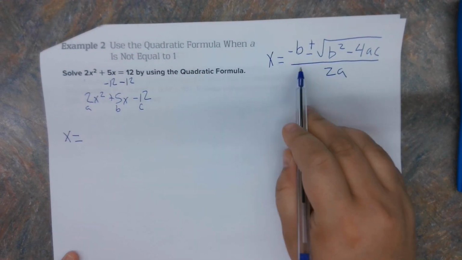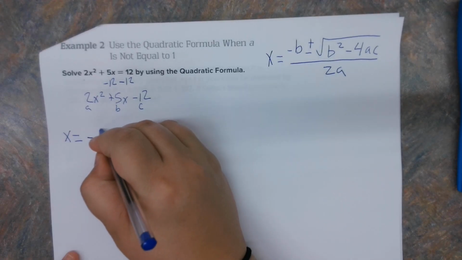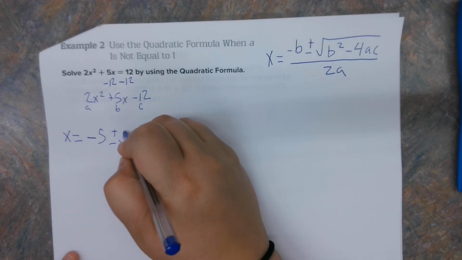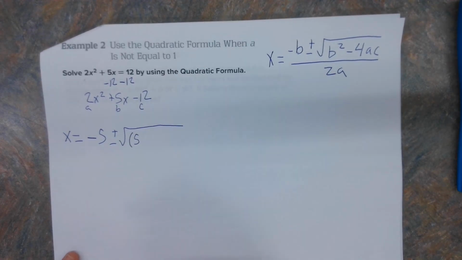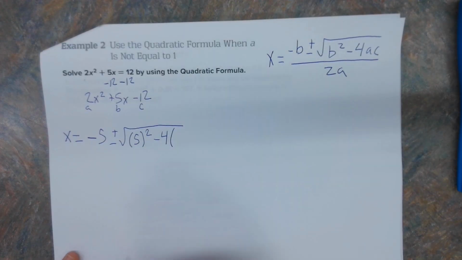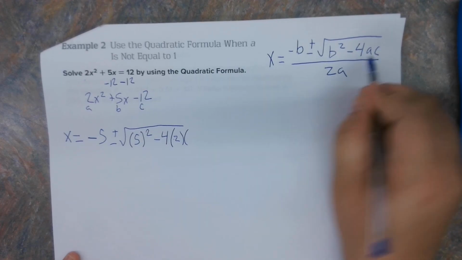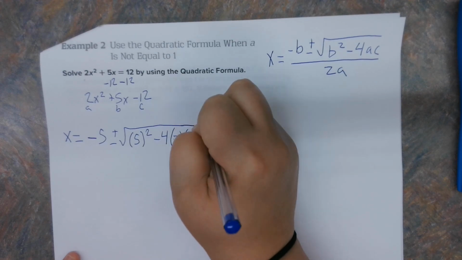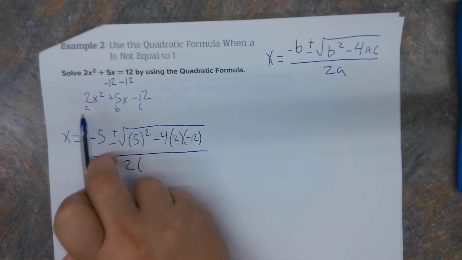X equals negative, what is B? 5 plus or minus the square root of, what is B? 5 squared minus 4 times, what is A? A is 2. What is C? C is negative 12. All over 2 times, what is A? A is 2.